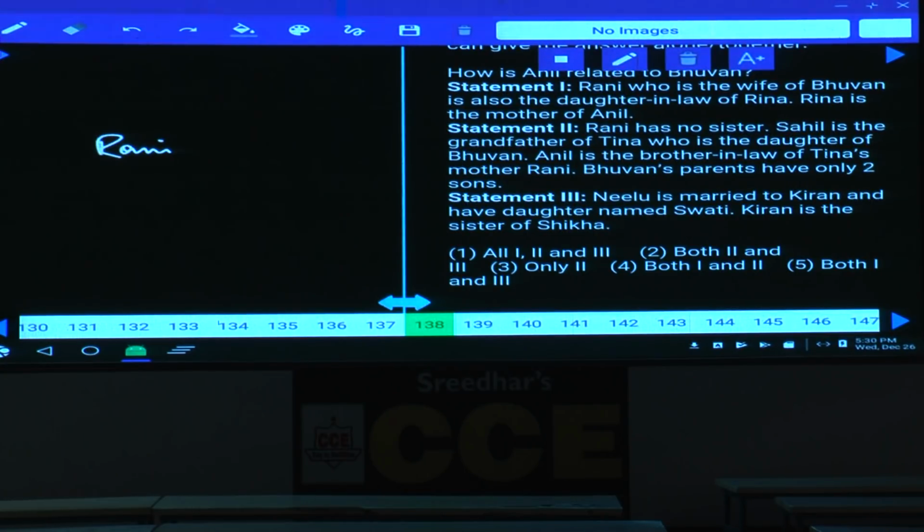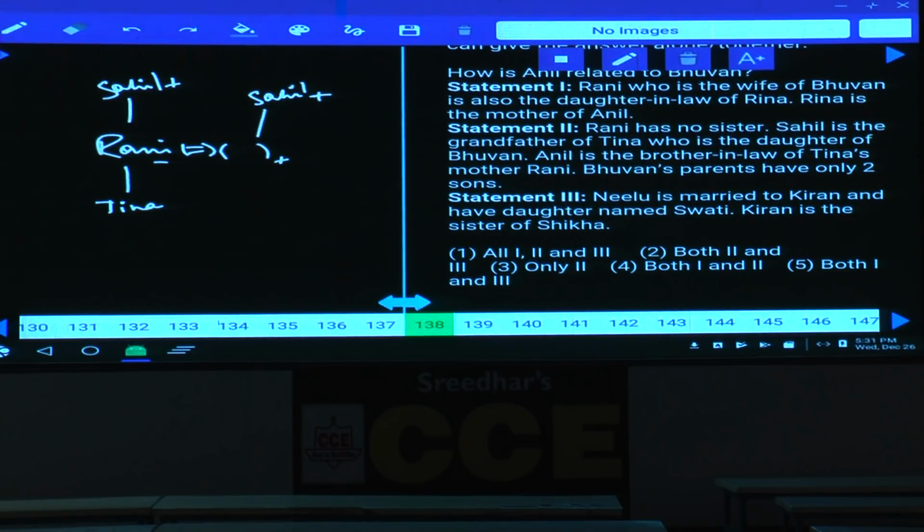Sahil is the grandfather of Tina. Tina is the daughter of Bhuvan. Anil is the brother-in-law of Tina's mother, Rani. Tina is here, and Tina's mother is Rani. Rani has no sister. Sahil is the grandfather of Tina, and this Sahil can be the father of Rani, or Rani's husband's father can be Sahil. Now there are 2 possibilities in this one.